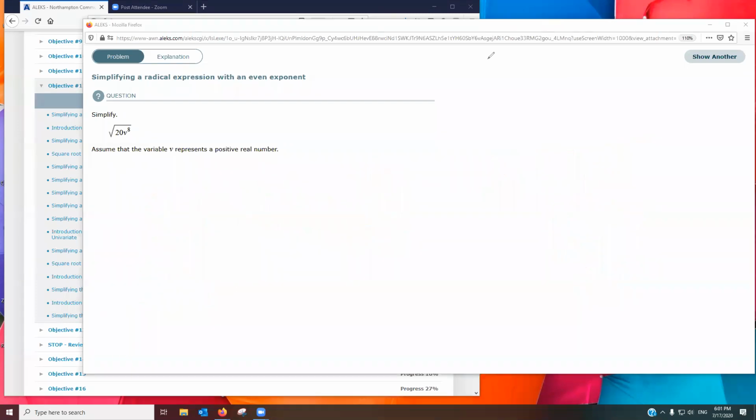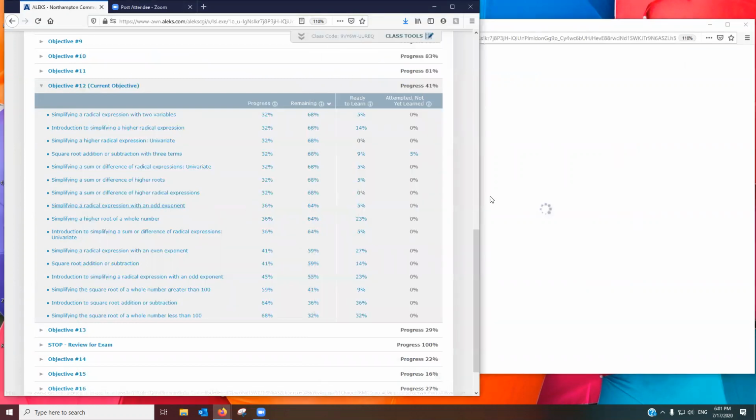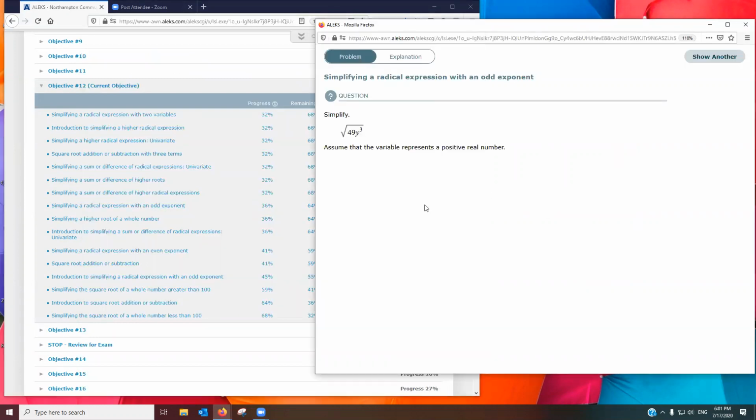Okay, so let's do another example, simplifying an odd exponent. All right, well, again, you're allowed to break this up into two separate square roots. I'm going to do that. I'm going to break it up to be the square root of 49 times the square root of y to the third. Well, I know the square root of 49 is 7.